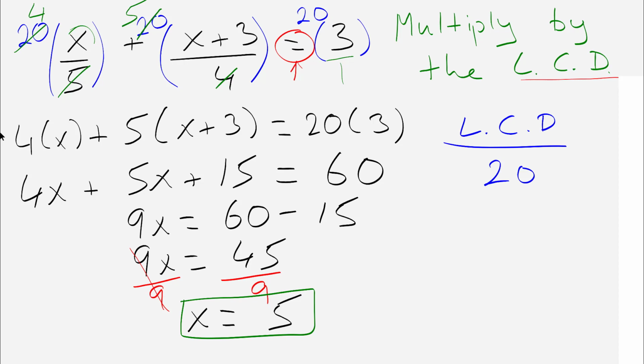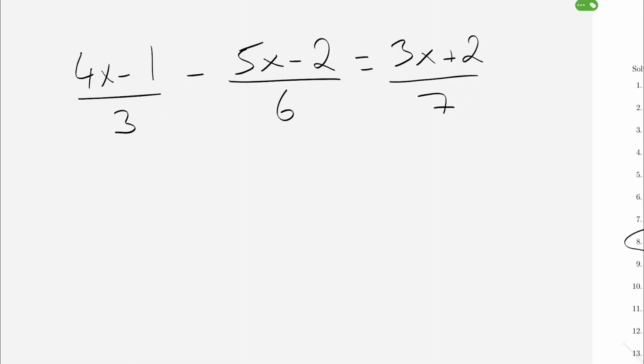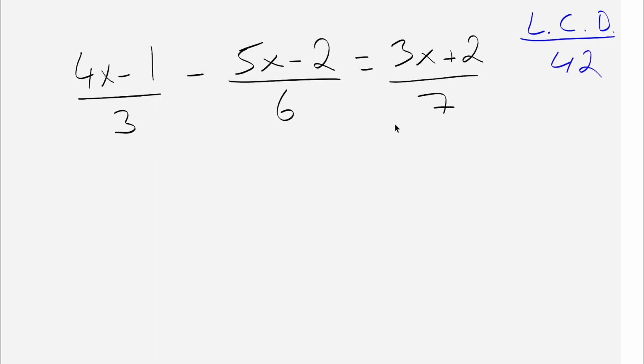Okay, let's have a look at another example. The next one I'm going to do for you is this question 8 right here. I already have it written out: 4x minus 1 over 3, minus 5x minus 2 over 6, equals 3x plus 2 over 7. So what is our lowest common denominator in this case? What is the smallest number that 3, 6, and 7 will divide into? Well, the answer to that is 42. So 42 is the smallest number that 3, 6, and 7 will divide into.